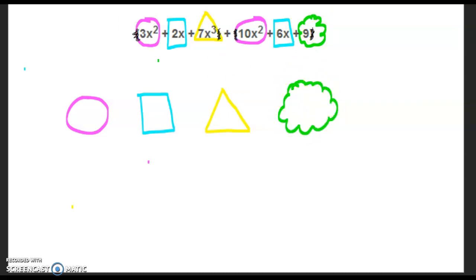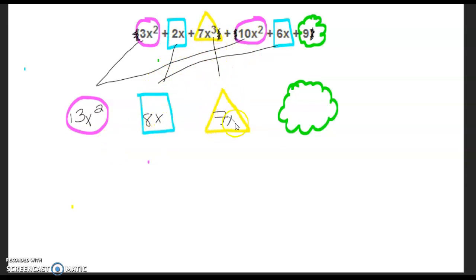All right, so now what we have to do is take these shapes and combine them. So we have 3x squared and 10x squared. Now the x squared is not going to change, so we just have to add the front numbers. 3 plus 10 is 13. Let's do the blues. 2 plus 6 is 8. There's only one triangle, so he just stays the way he is. And there's only one constant, so we're just going to stay.